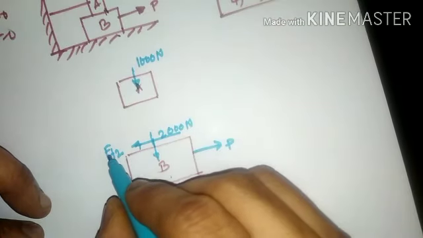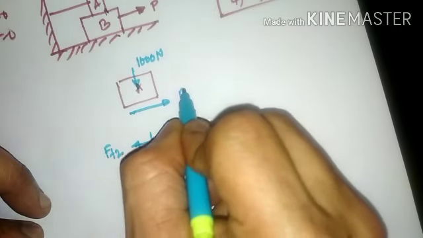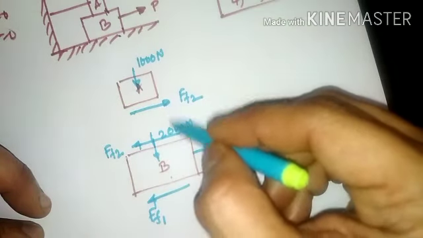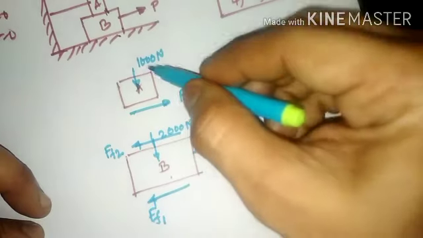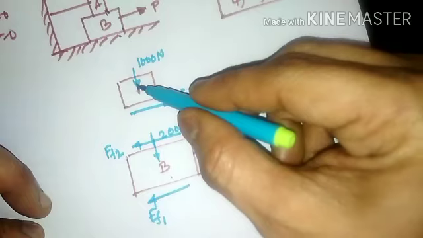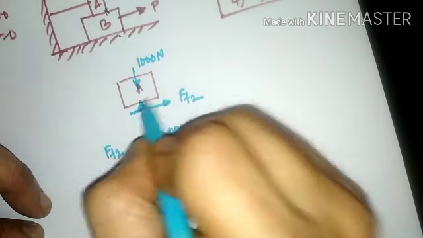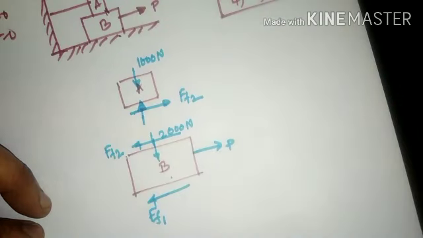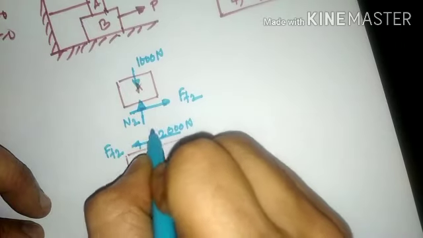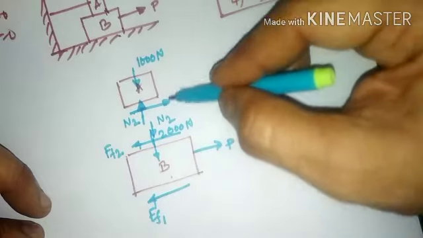As this force is towards the left hand side, to maintain equilibrium, the frictional force on this particular surface will be towards the right hand side. So both forces will be equal in magnitude and opposite in direction. Now as 1000 Newton is downward, B will offer a force such that 1000 Newton does not move downward. So the normal reaction will be in the upward direction. This normal reaction I call N2. The same N2 will be transferred here also, because these are two blocks placed one over the other.